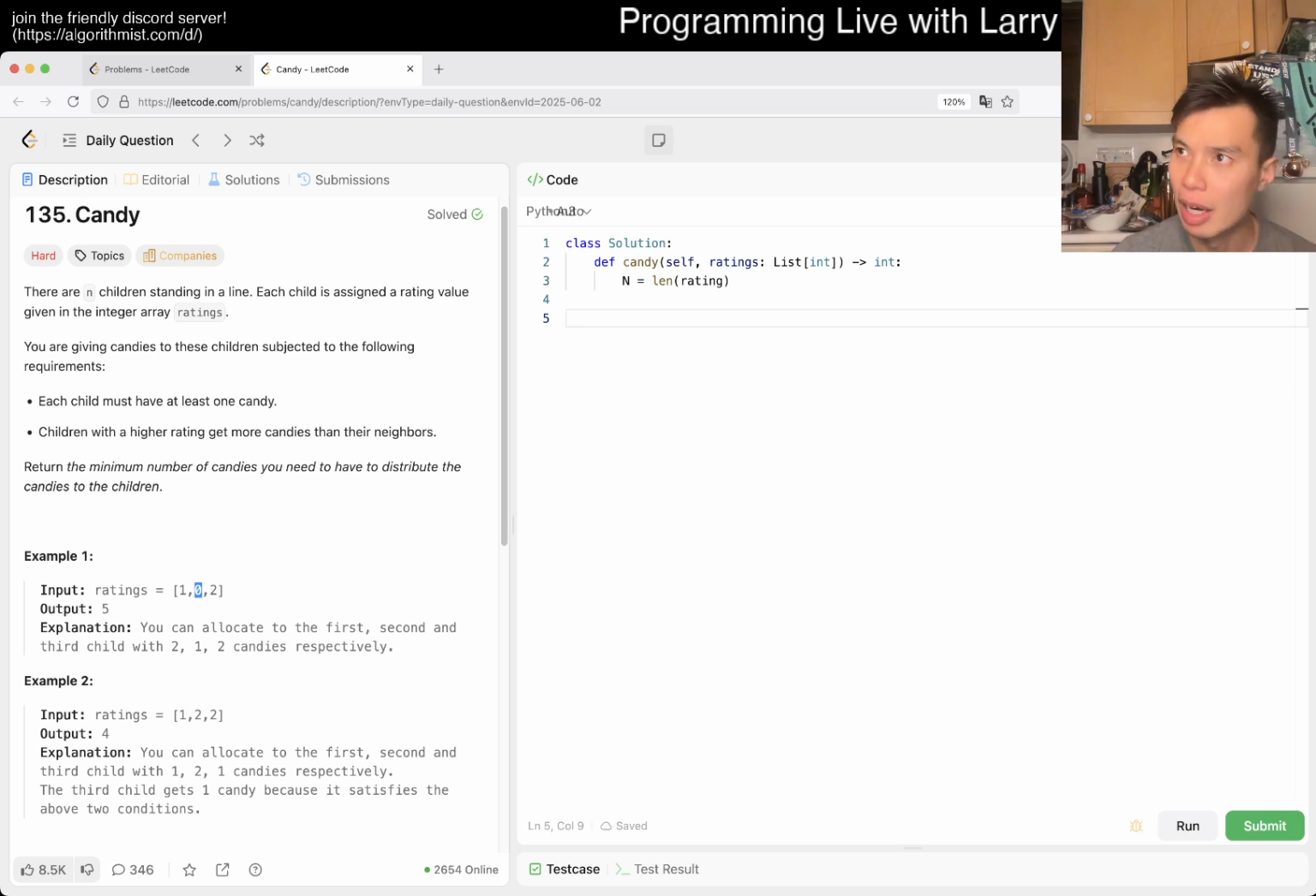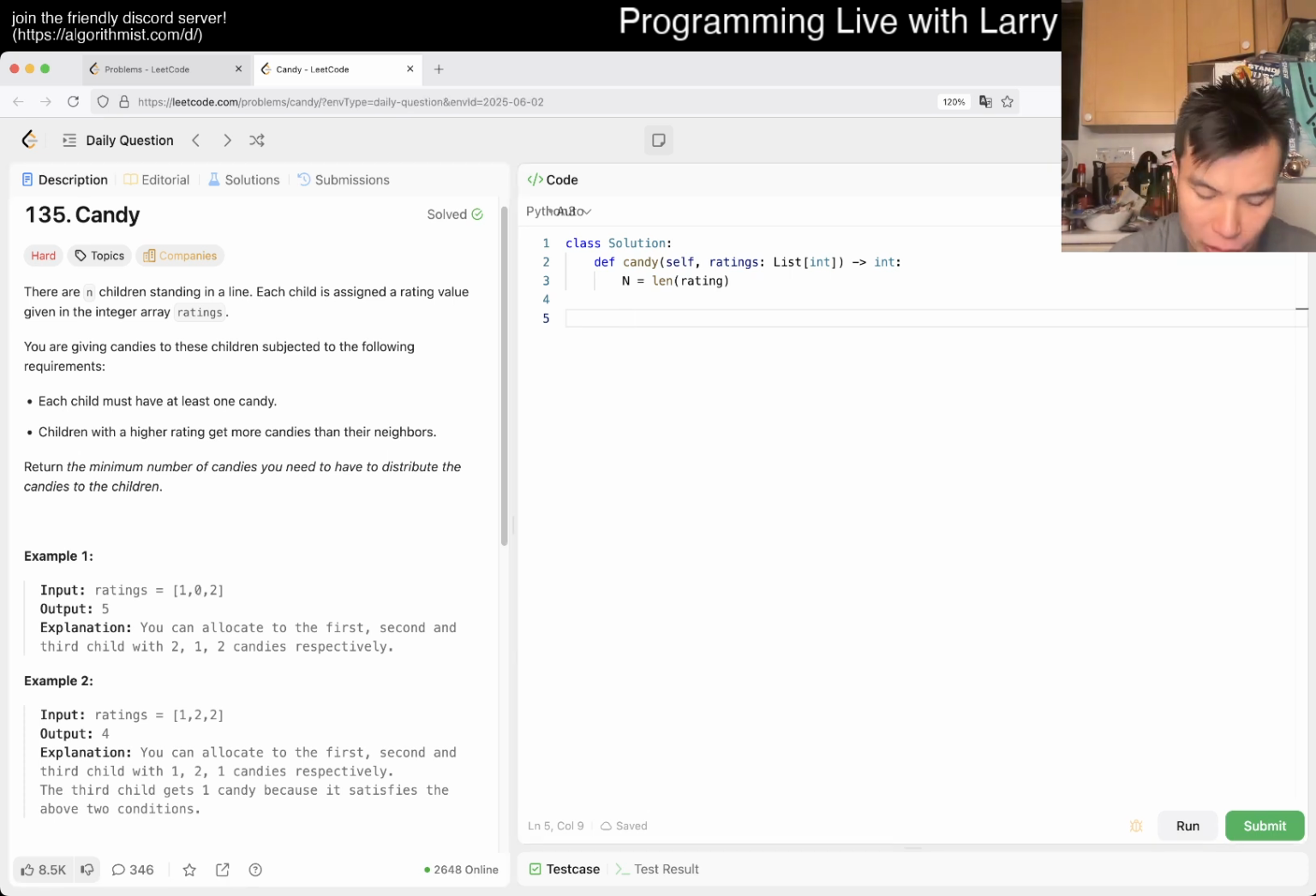So that means that I can now look at the neighbor and just make sure that I have more candy than them, because I assume that my neighbors would have already been done. And that's basically it, really. Yeah, and so it's a topological sort.